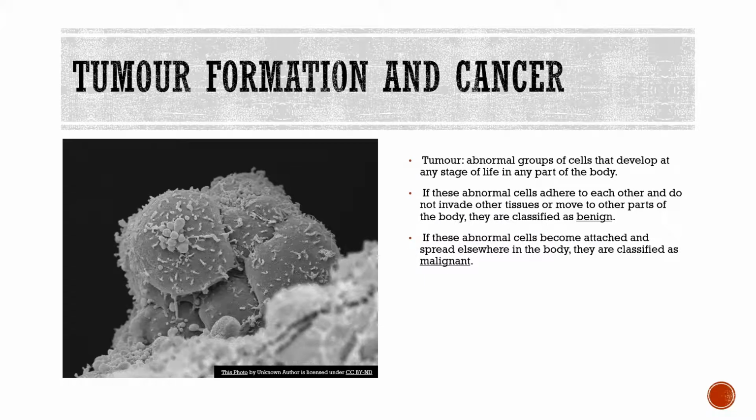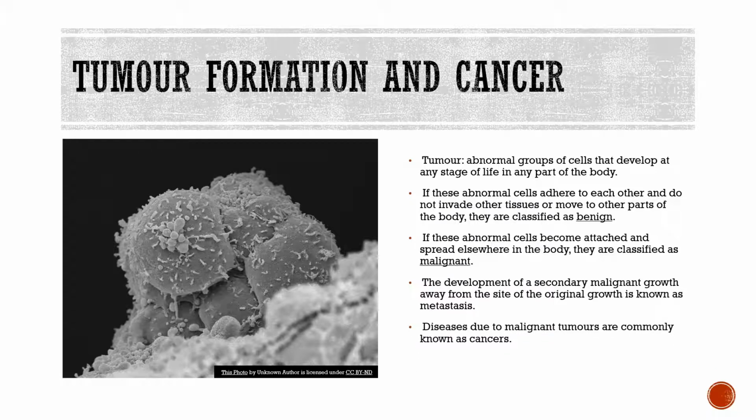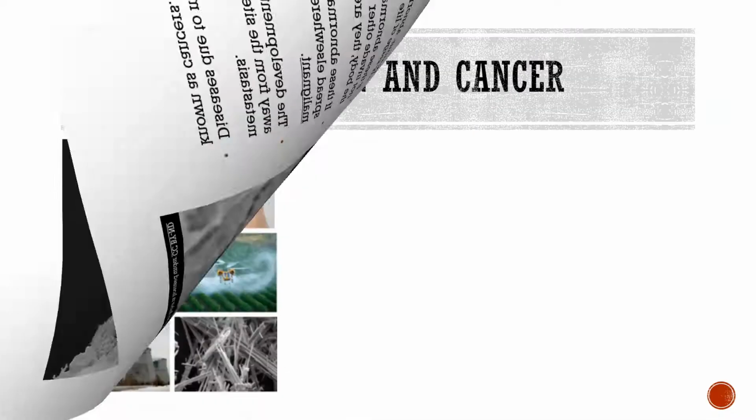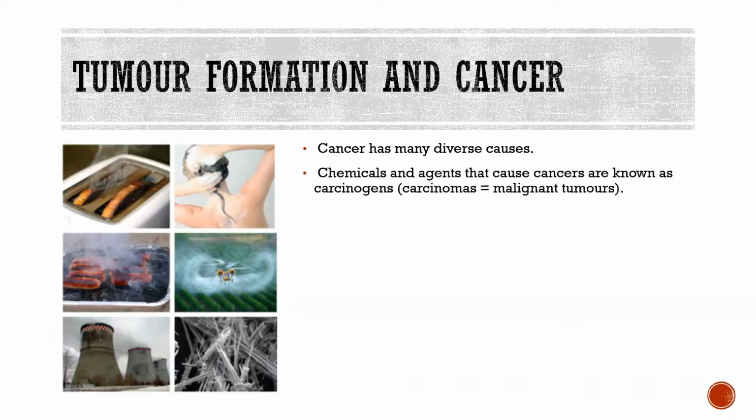However, if these abnormal cells become attached and spread elsewhere in the body, then they are classified as malignant. The development of a secondary malignant growth away from the site of the original growth is known as metastasis. Diseases due to malignant tumours are commonly known as cancers. Cancer has many diverse causes. Chemicals and agents that cause cancers are known as carcinogens.